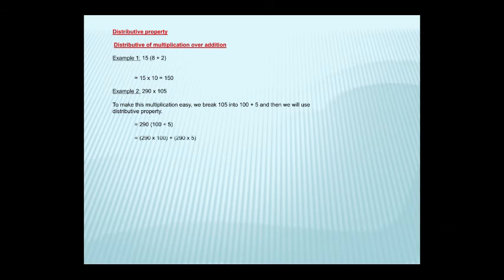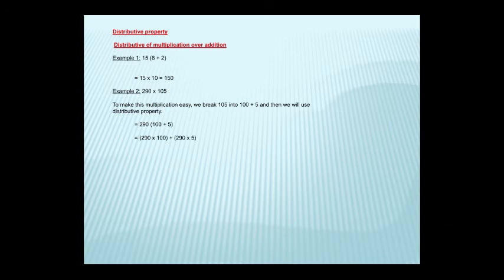So, like that only, 290 multiply with 105. To make this multiplication easy, we are breaking or splitting or distributing the numbers here. 105 is being split as 100 plus 5. 105 can be written as 100 plus 5. And then we will use distributive property.